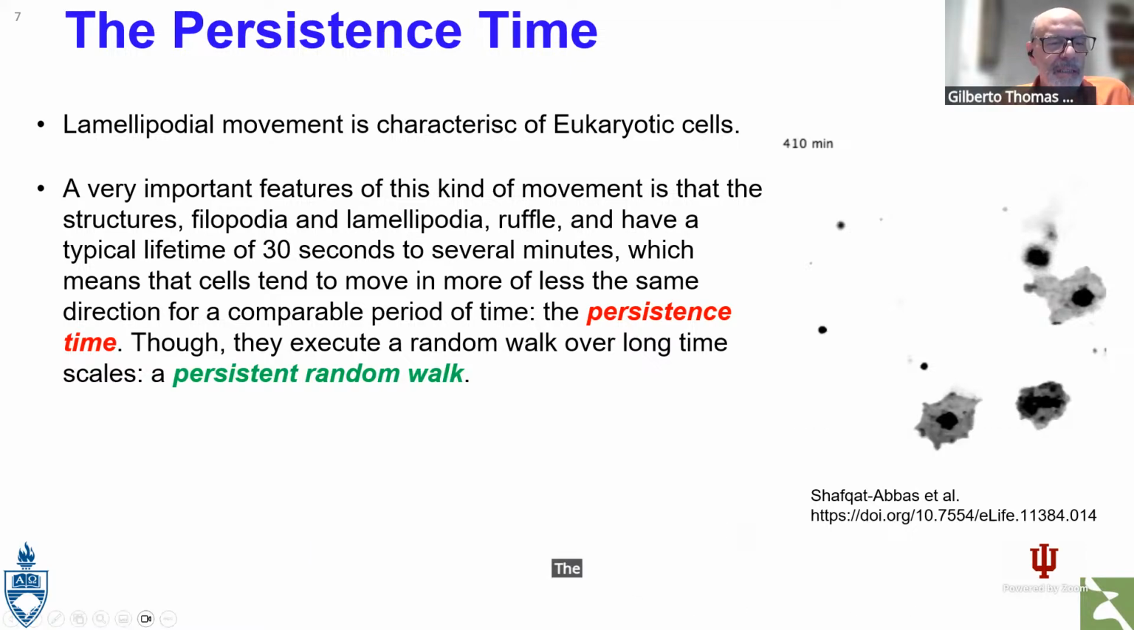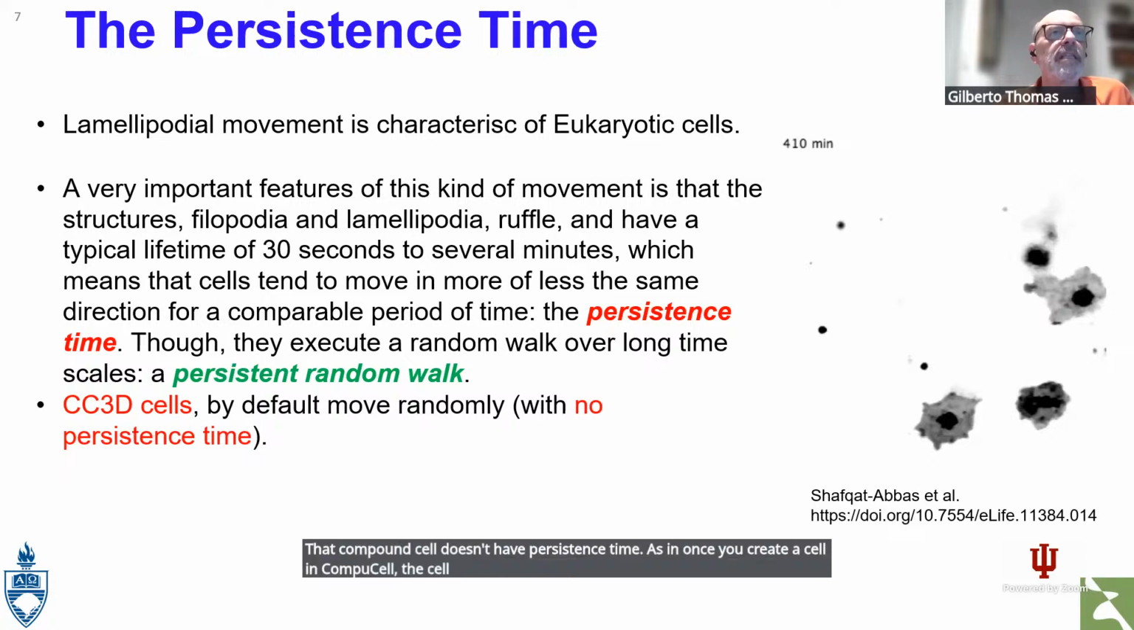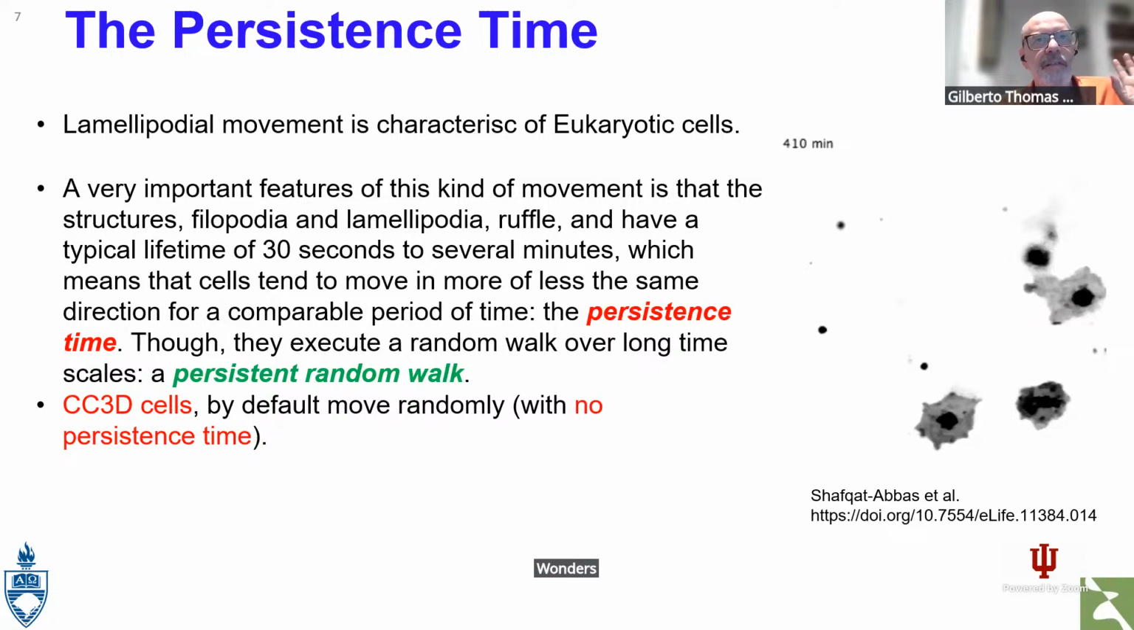The problem is that we already saw in CompuCell that CompuCell doesn't have persistence time. I think once you create a cell in CompuCell, the cell wanders in the grid, as we saw the other day. They move around in a random motion, and don't go anywhere. If you average the mean displacement, it's going to be 0.